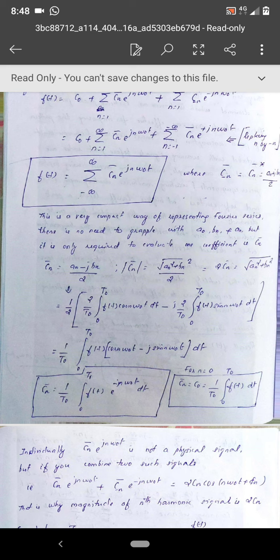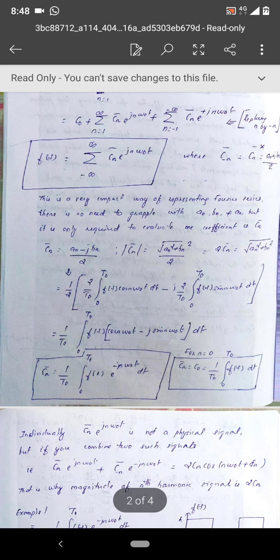This is the equation you have to use for finding C naught. So what is C naught? C naught is nothing but 1 by t naught, integration from 0 to t naught f of t dt. And that is why A naught was simply replaced by C naught. And in problems also, whenever you have to calculate the value of C naught, you have to use this equation and not the equation of Cn bar. Okay.